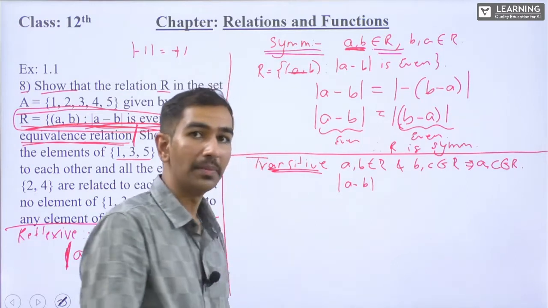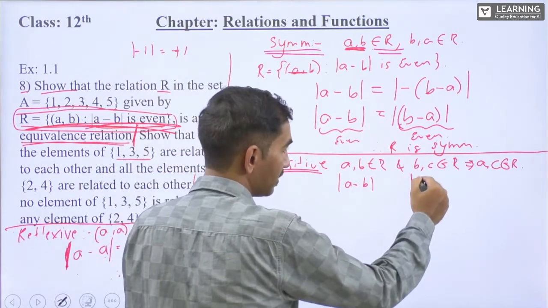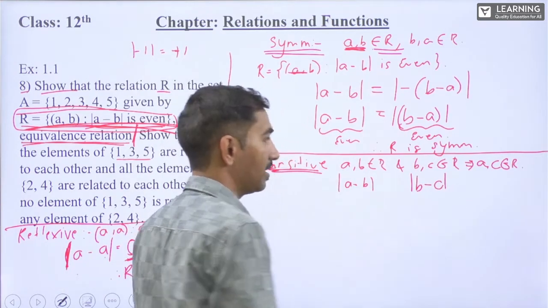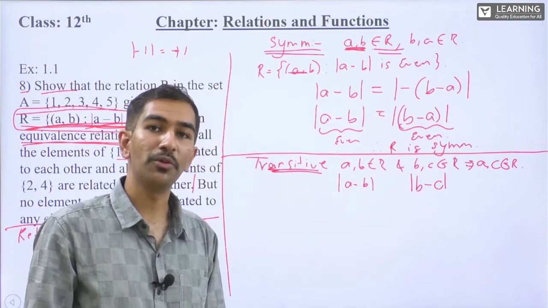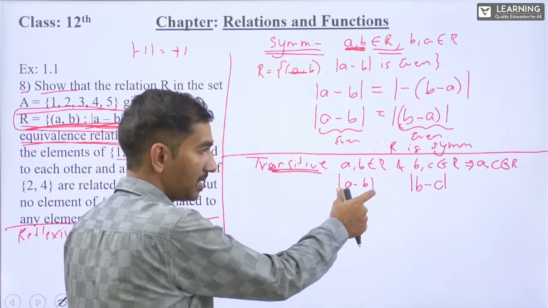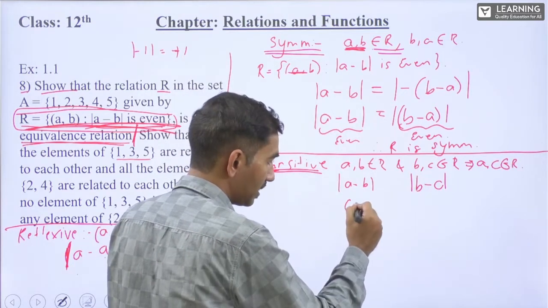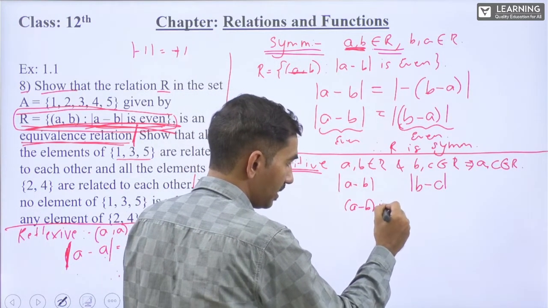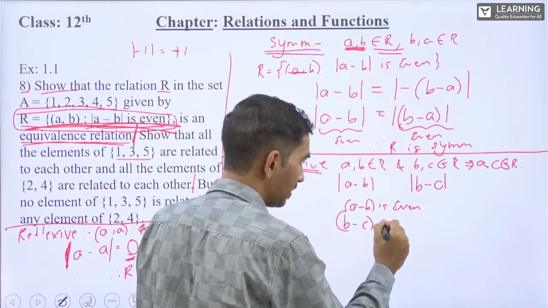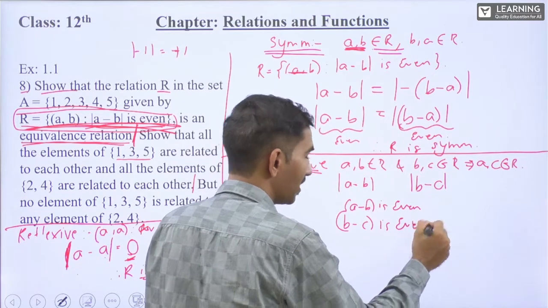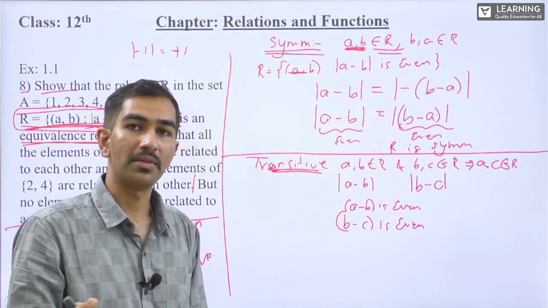So (A, B) belongs to R, so that is nothing but mod of A minus B, correct? So this will be even. Similarly, (B, C): it is mod of B minus C. This is also even. So mod of A minus B is even, mod of B minus C is also even. We are just putting mod on them, but they are even. So when you add two even numbers, what will be our answer?